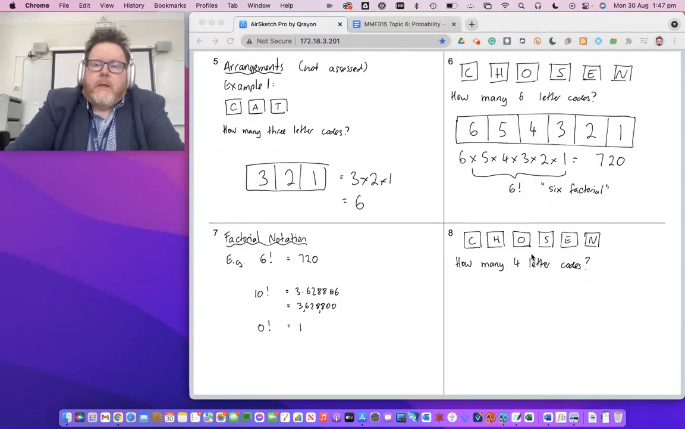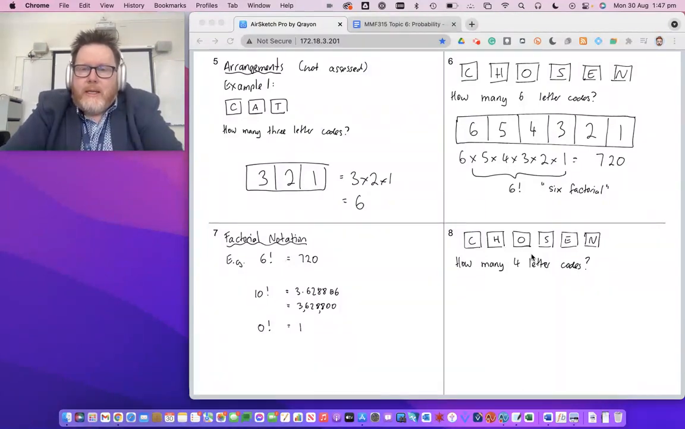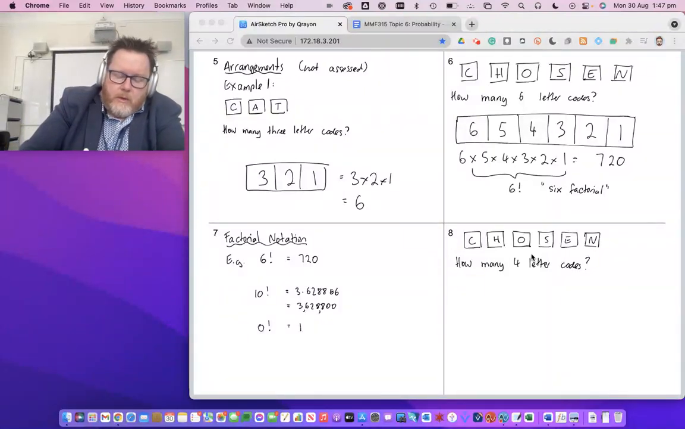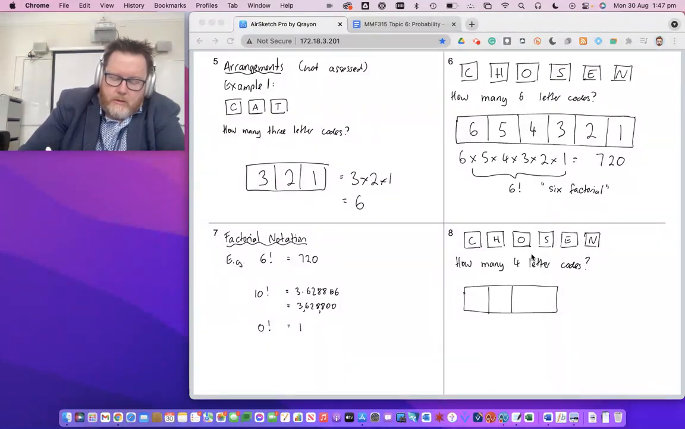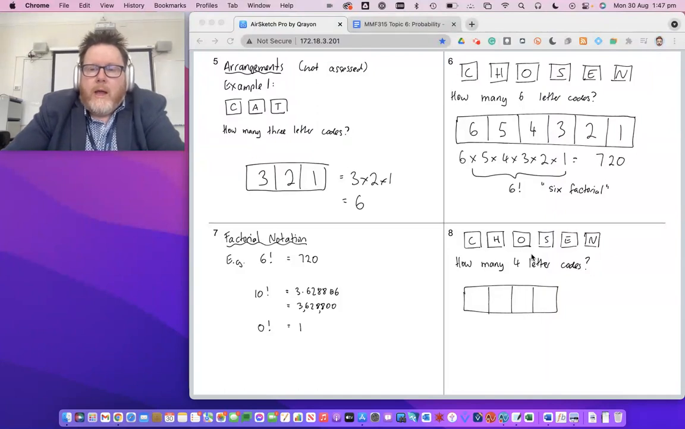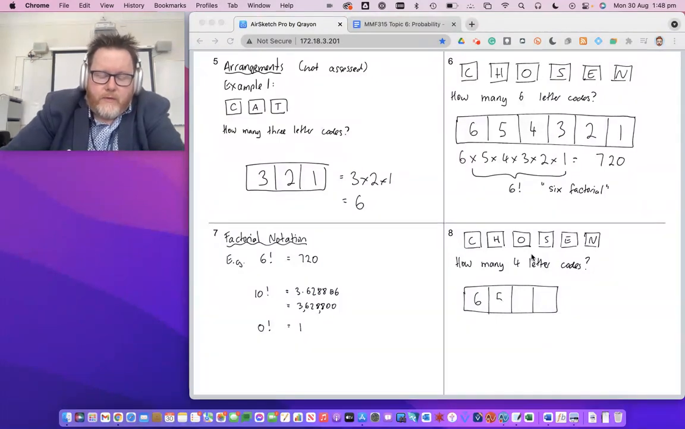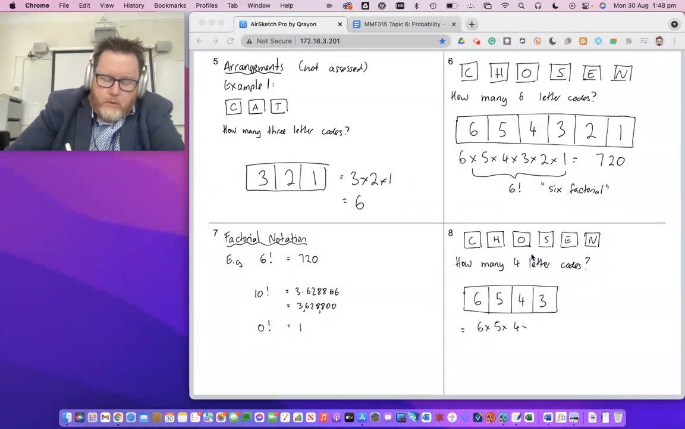This is different, this one, because I've got the 6 letters again, CHOSEN, and this time I'm not picking all 6, I'm only picking 4 letters out. So my selection tray is just 4 long. Well, how many ways can I fill the first slot? It's still 6, right? Then how many ways can I fill the second slot? It's 5. How many ways for the third? 4. And how many ways for the last? 3. So that's equal to 6 times 5 times 4 times 3.